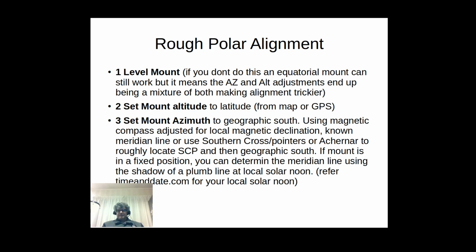If your mount is in a fixed position, you can determine your north-south meridian line using a plumb bob shadow. So you have to do this at your local solar noon. You can look this up on dateandtime.com. You give it your location and the time of day of solar noon will be given, and then you look that up on a clock.